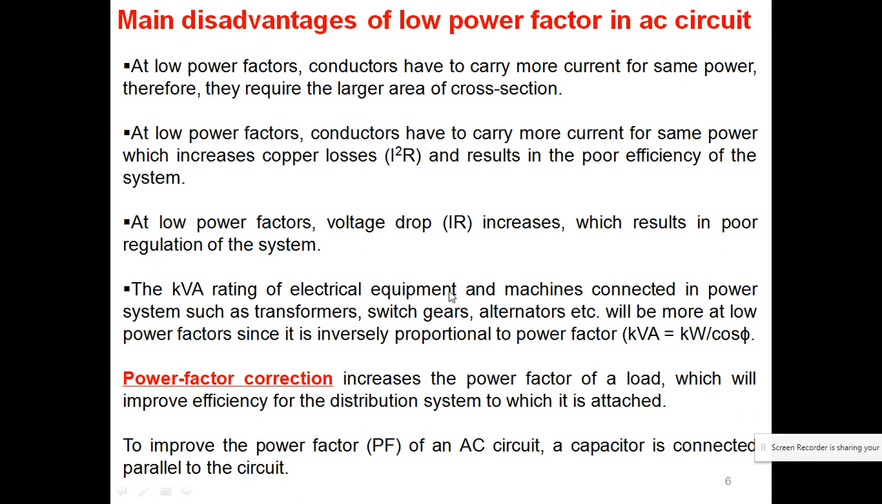So if we want to improve our power factor, we have to do power factor correction, and this correction increases the power factor of the load, which improves efficiency for the distribution system to which it is connected. To improve the power factor of any AC circuit, a capacitor is connected in parallel to the circuit. So that is all about the power factor in an AC circuit.